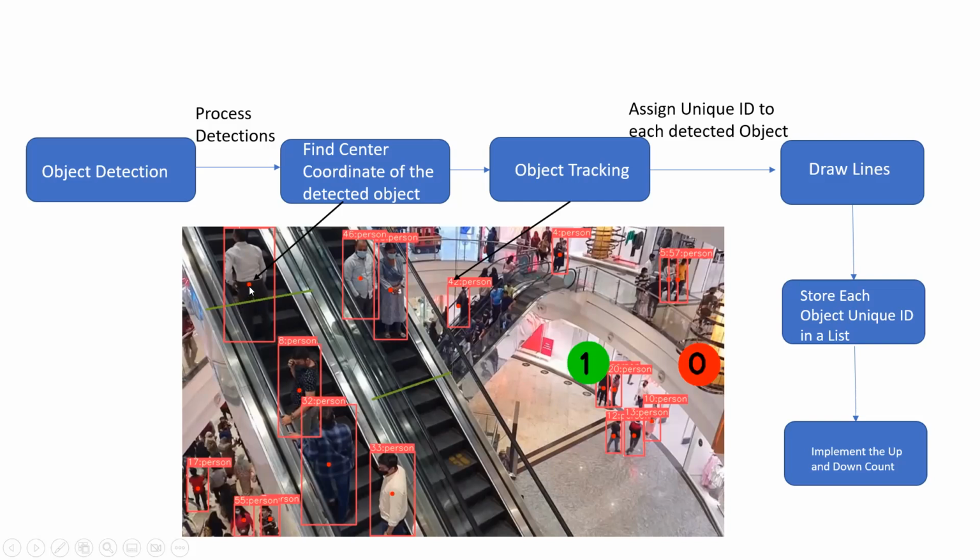So it's a simple concept: whenever this center coordinate crosses this line, we save the object's unique ID into the list, and in the end we find the length of the list. This process is repeated after each frame. We calculate the total objects in the current frame that have crossed this line, and this process is repeated after processing each frame. Okay, so let's see the code.